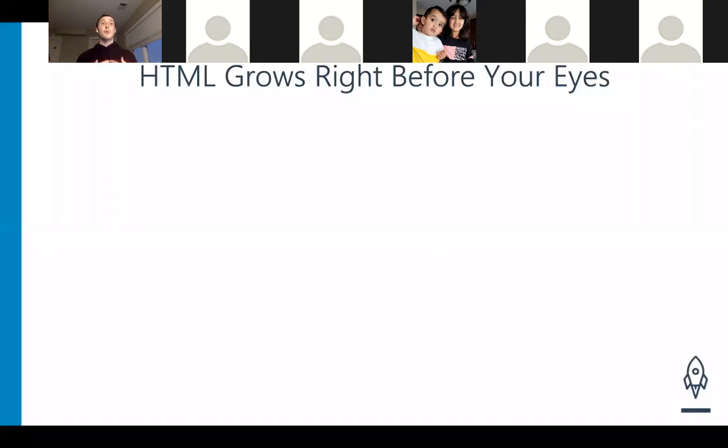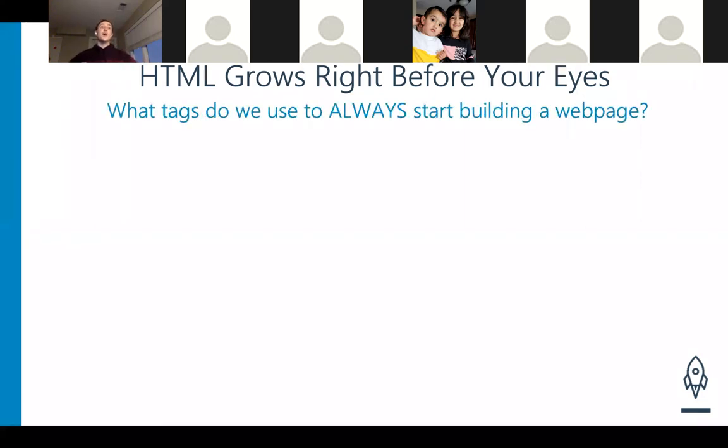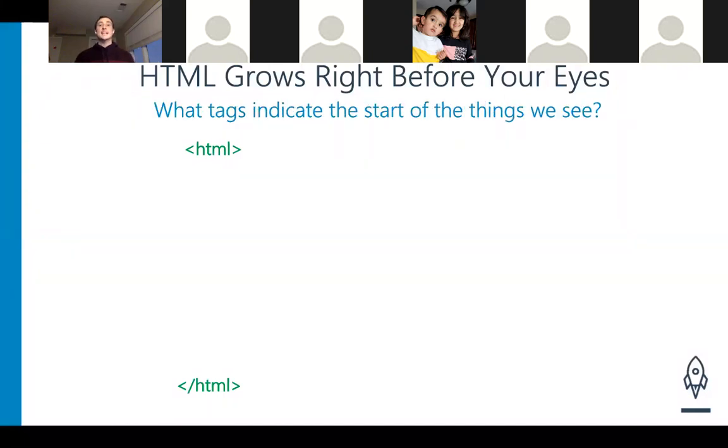So we're now diving more deeply, like we said today, into HTML. So we're just gonna go through HTML as always. What are those tags that we always use to start building a website? HTML. Very good, always using these HTML tags. What is the tag that indicates the start of the things that we see? Body tag. Very good, our body tags. This is what we actually see on our website.